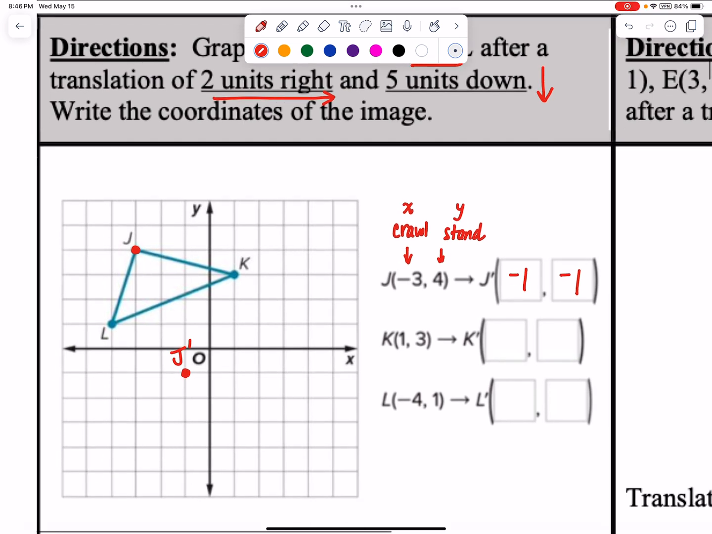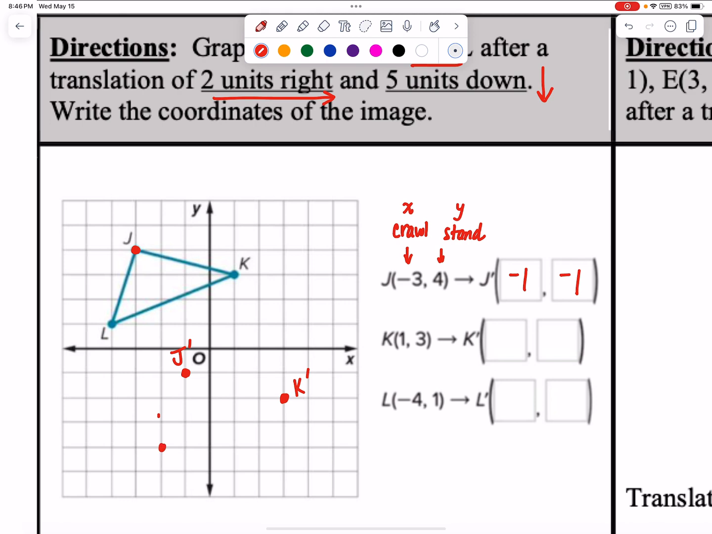So what happened with K? Well, K is going to do the same thing, right? 2 units to the right, 1, 2, 5 units down, 1, 2, 3, 4, 5, and we end up right here at this point. And so this is our K prime. And then let's go ahead and do L. L's moving 2 units to the right, 1, 2, 5 units down, 1, 2, 3, 4, 5, and you're just going to do that with your finger or your pencil. Don't actually make the marks like that.